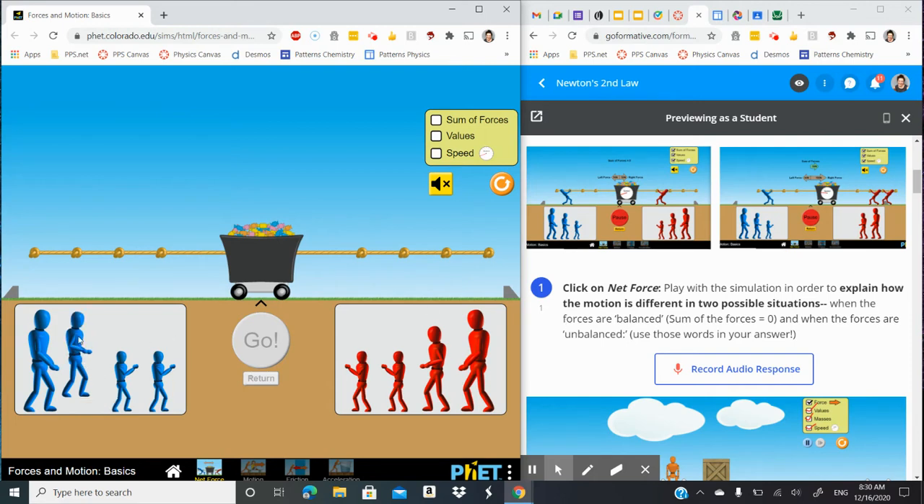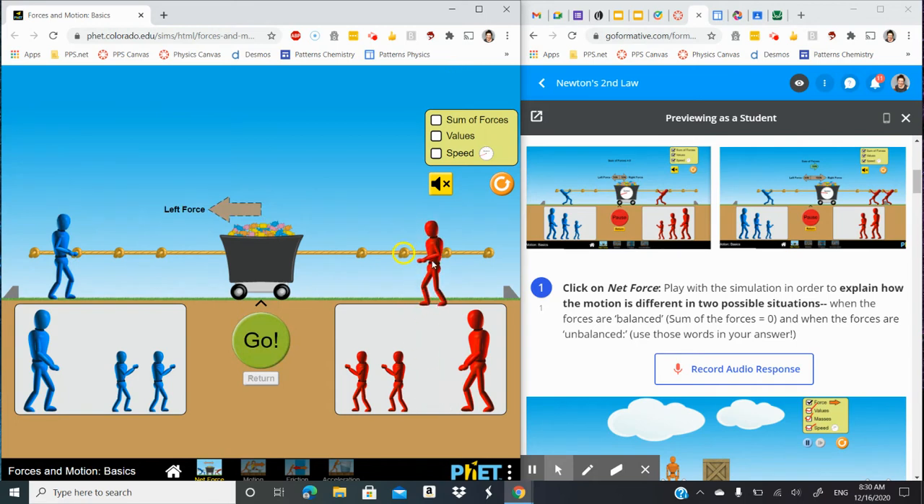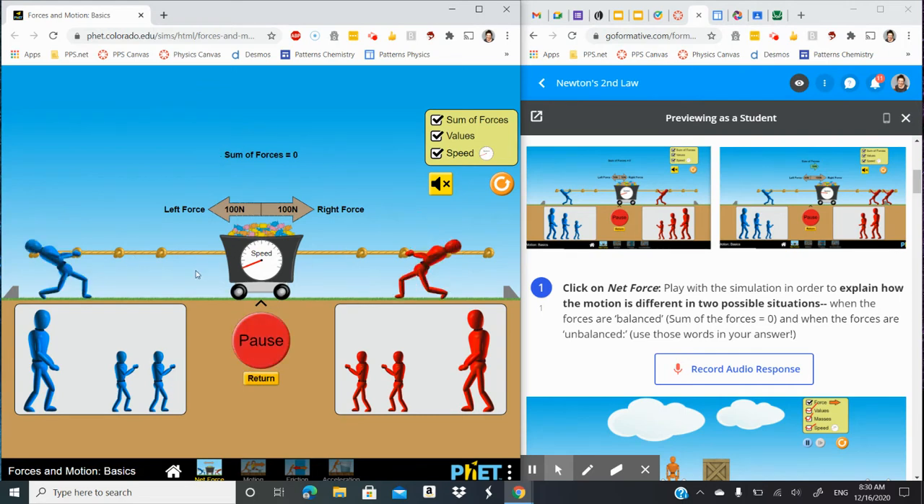As I'm playing around with this, I can make a balanced force when I see that the sum of forces is equal to 0. When I press go, I see that though these two people are exerting a left and a right force, they're exerting an equal force. So the applied force in both directions is equal, therefore it comes out to a sum force of 0. This is like saying 100 newtons plus negative 100 newtons equals 0. The cart does not move.